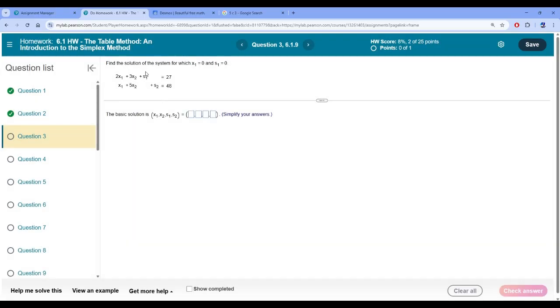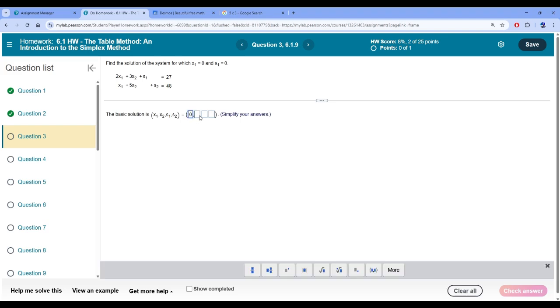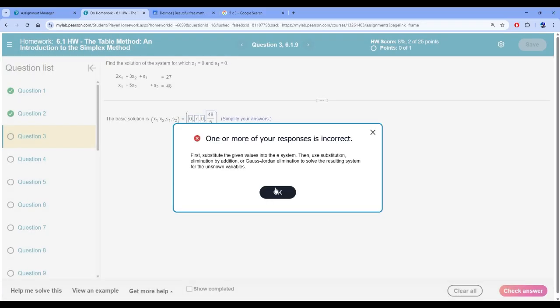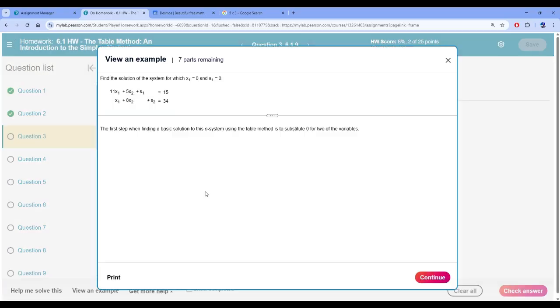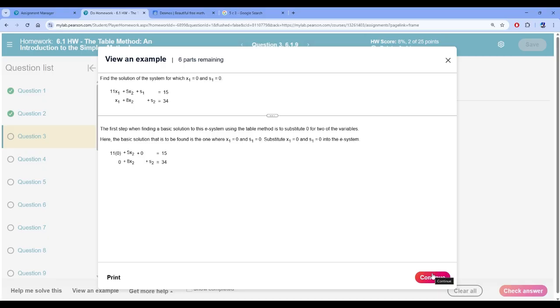All right, find the solution of the system of equations for which x1 equals 0 and s1 is equal to 0. Then this is 0, 0. That means that x2 is equal to 7, and s2 is equal to 0. What's 48 over 5? I don't know what that is. I'm not exactly sure. I'm going to have to go with you guys. I did all that.